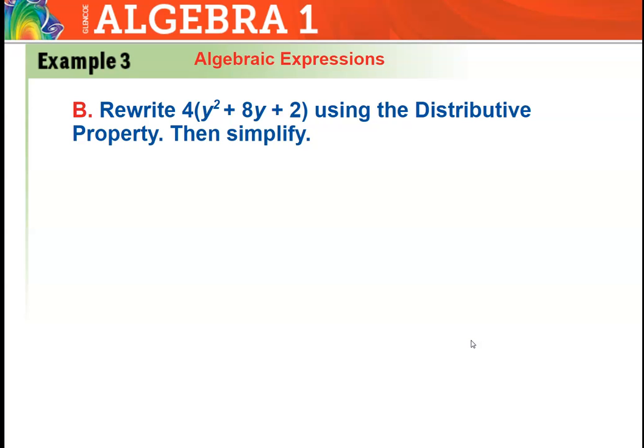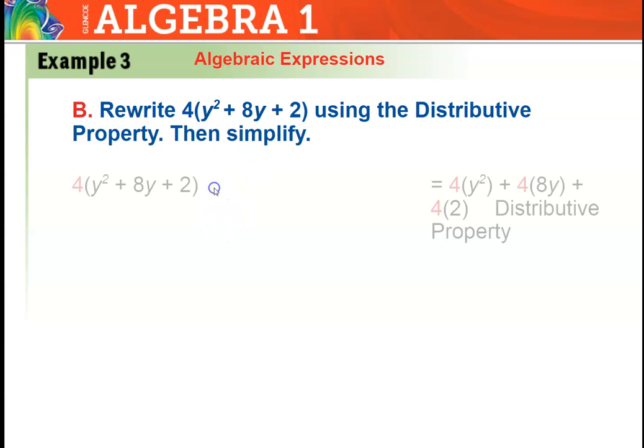Rewrite 4, and then in parentheses, we have y squared plus 8y plus 2, using the distributive property. Well, it turns out we're going to just simply take this 4 and distribute it to every single term that's in the parentheses. Distribute. We're going to pass it out, kind of like when I distribute back papers. I give them back to everybody. So you distribute the 4.